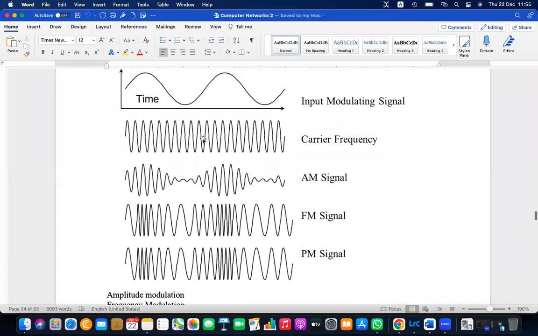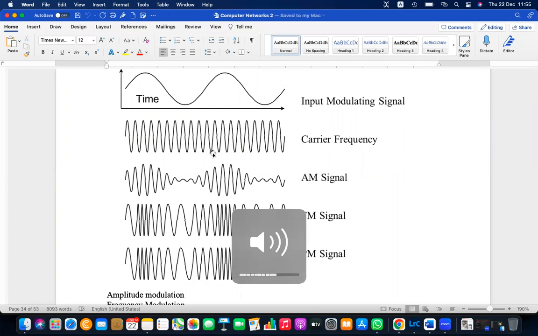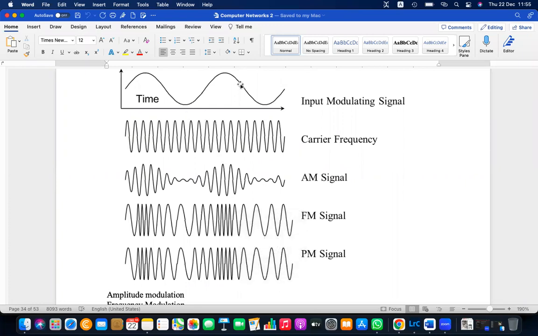You can see the high frequency signal. This is called the carrier signal. And then you have the other signal, which is the data signal. The idea is to change the amplitude of the carrier signal according to the data signal. You can see here the amplitude is kept high but in the same frequency. But you can see the amplitude is high at that point. Then when it is very low, the amplitude is low.